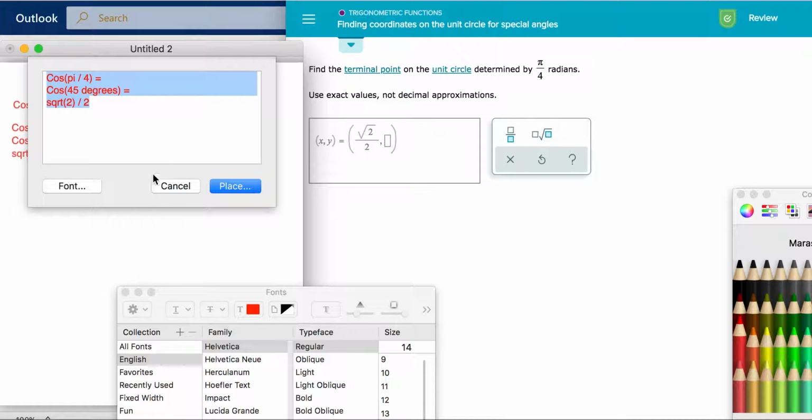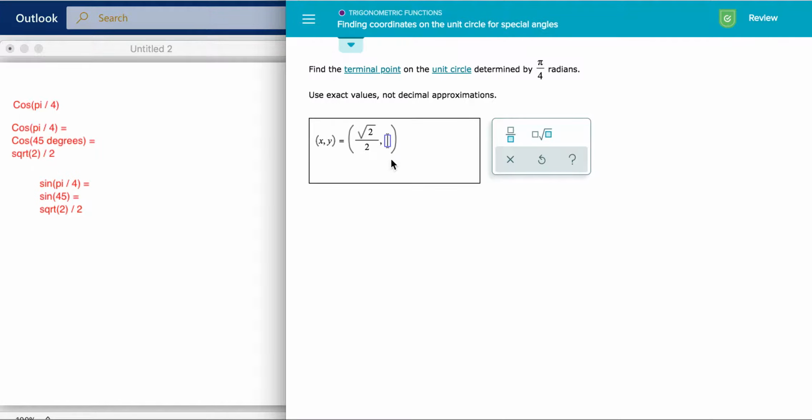But you do the same thing to find the y coordinate. You find out what sine of pi over 4 is. We already found out pi over 4 is 45 degrees. So if you draw a 45-degree angle in the unit circle, which means the hypotenuse is 1, then the other two side lengths have to be square root of 2 over 2. Sine is the opposite divided by the hypotenuse, which is 1. So square root of 2 over 2 again for sine. So the final answer here is square root of 2 over 2.